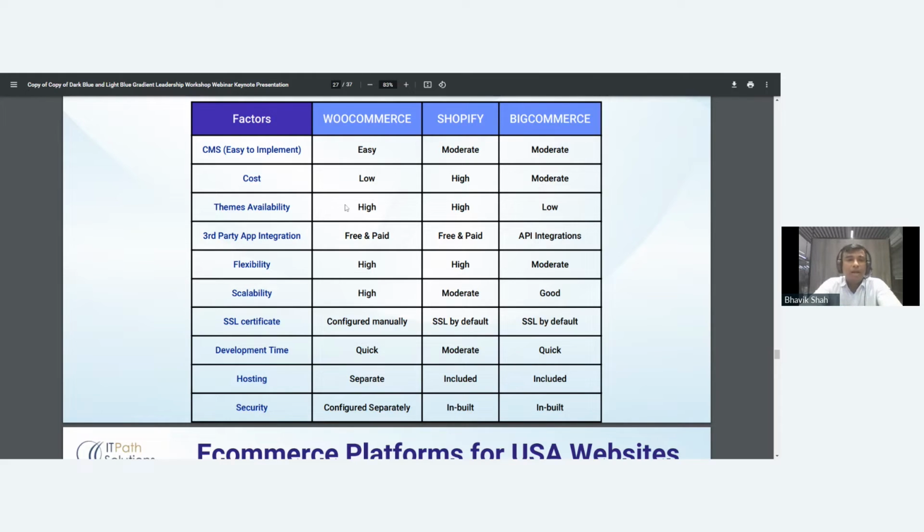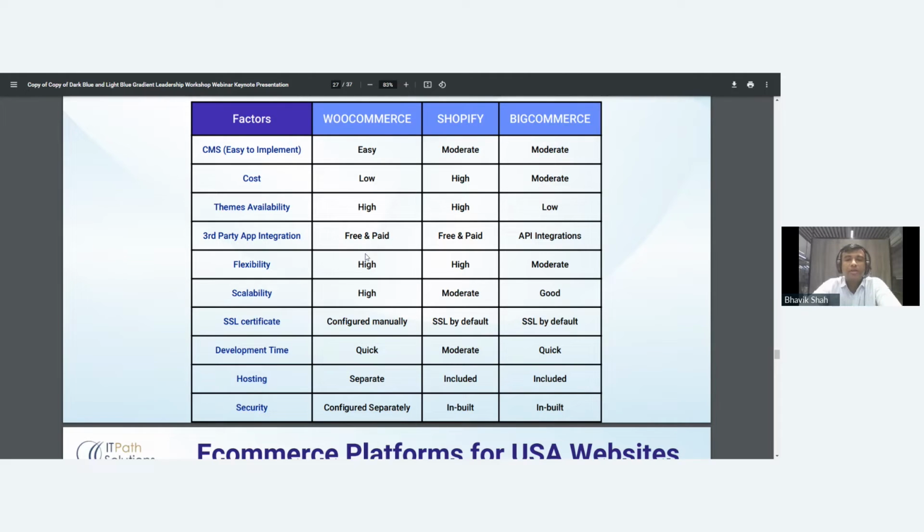So this is a summary of the factors that we thought are the most significant. Apart from this, if there's any factor that you would like us to discuss, feel free to drop it in the comment section. We will try to address all of them by the end of this webinar.